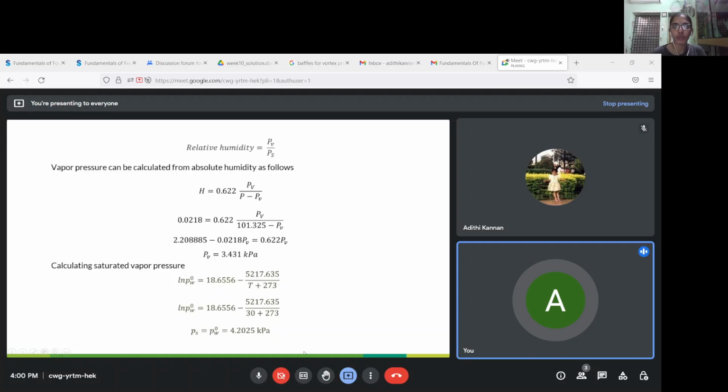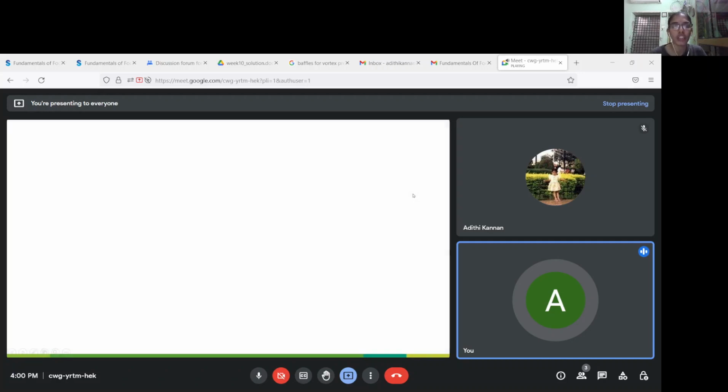Now all you have to do is substitute PV and PS into this equation to find your relative humidity. Relative humidity is asked in percentage. So you divide PV by PS and multiply by 100. PV is 3.431 kilopascals, PS is 4.2025 kilopascals, times 100. So your RH comes out to be 81.64%, which is close to option D. So the answer to this question is option D.